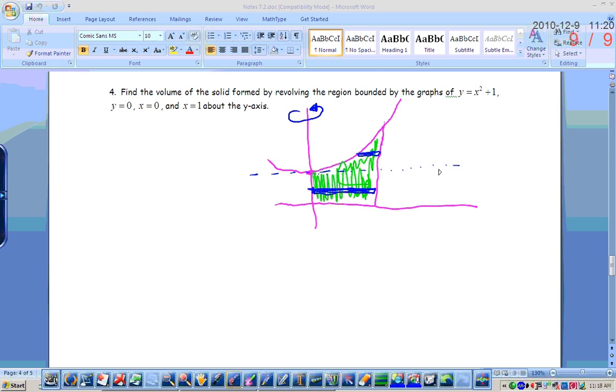Think about dividing it into 2 parts. The bottom half is going to be completely solid, right? Because that axis of revolution completely butts up against that shaded green part. But the top part's going to have a hole in it. So we're going to use the disk method on the bottom and the washer method on top.